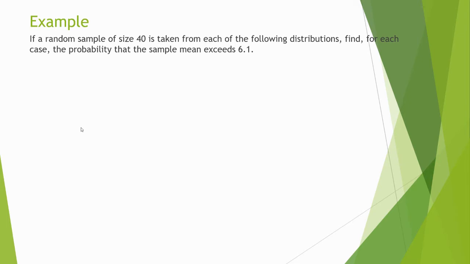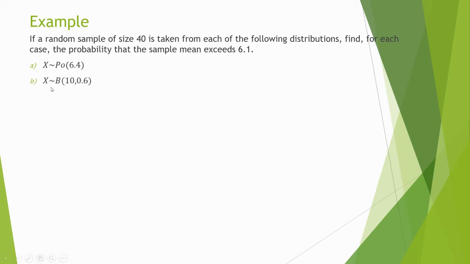Now you have a random sample of size 40 taken from each of the following distributions. Find for each case the probability that the sample mean exceeds 6.1. X is Poisson, so this is the Poisson distribution, 6.4. What does 6.4 stand for? That is your mu, right?